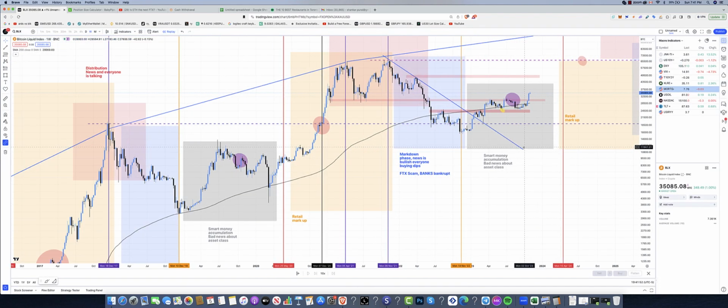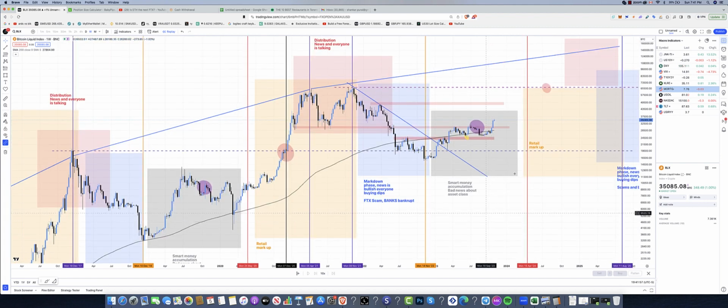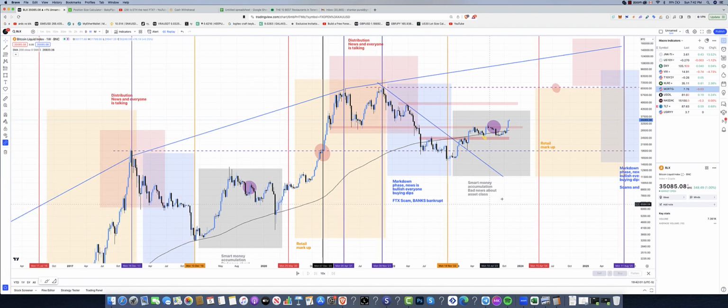Sam Bankman-Fried has just been charged for 110 years. So we're still in the smart money accumulation, guys. This is just a cycle. Every 4 years, it's the same news that comes up.